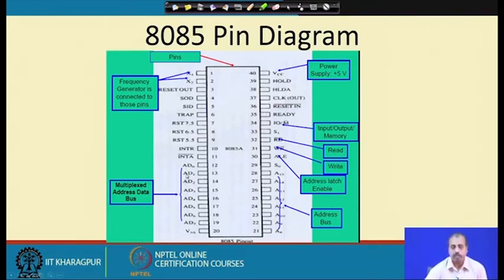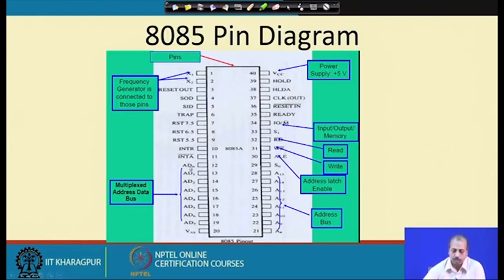It is an 8 bit processor, so whenever it accesses data from the outside world, it is in terms of 8 bits. That 8 bit data bus is D0 to D7. So this is D0 and this is D7. Address 0 and data 0 are the same pin. Similarly, address 1 and data 1 are the same pin.